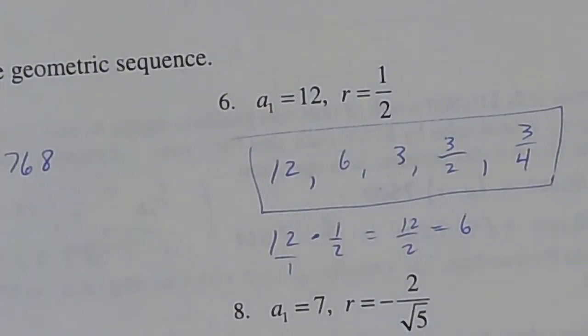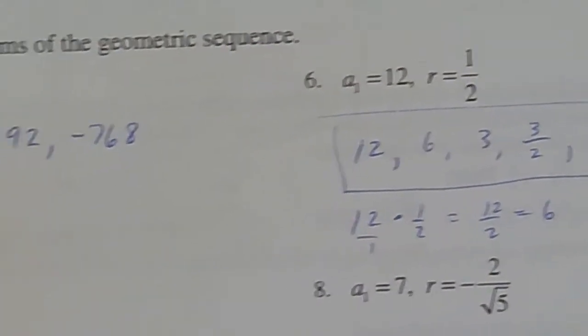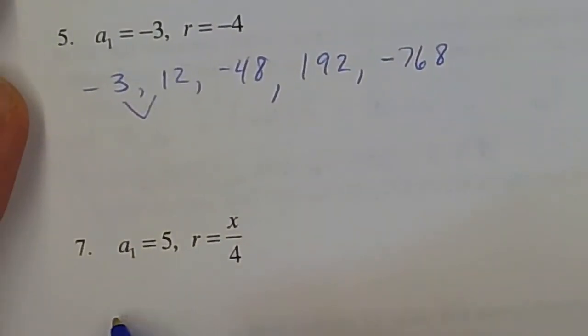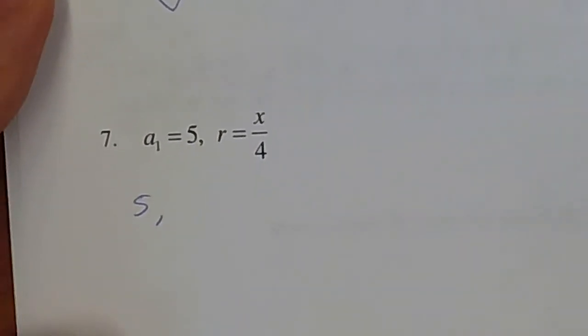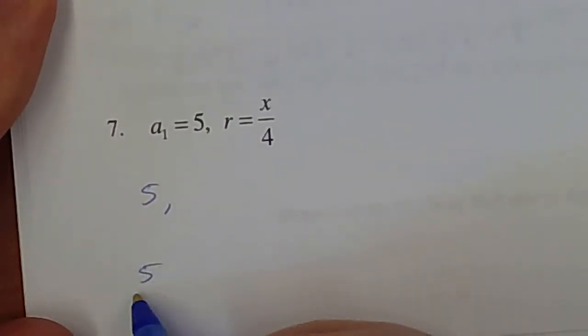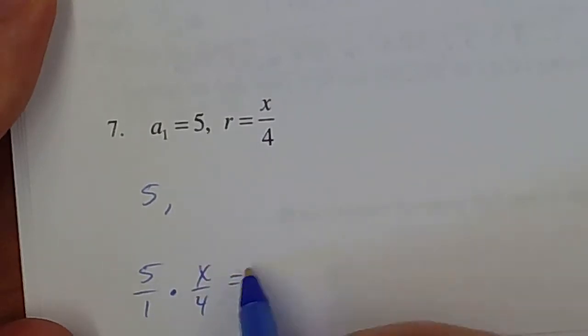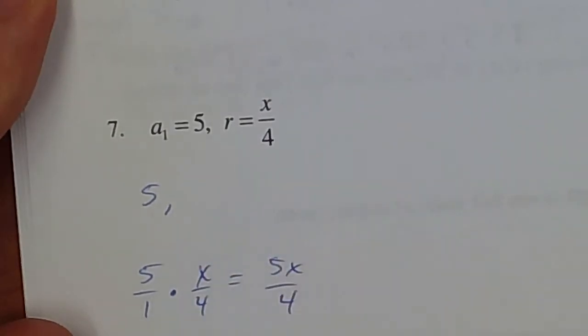All right. Let me get the first term going for you for 7, then see if you can continue. First term's 5, given. How do I get the next term? Well, that's the multiplier, just an algebra expression. So we take 5, I just put it over 1, multiply that by x over 4. Well, that gives me 5x over 4.